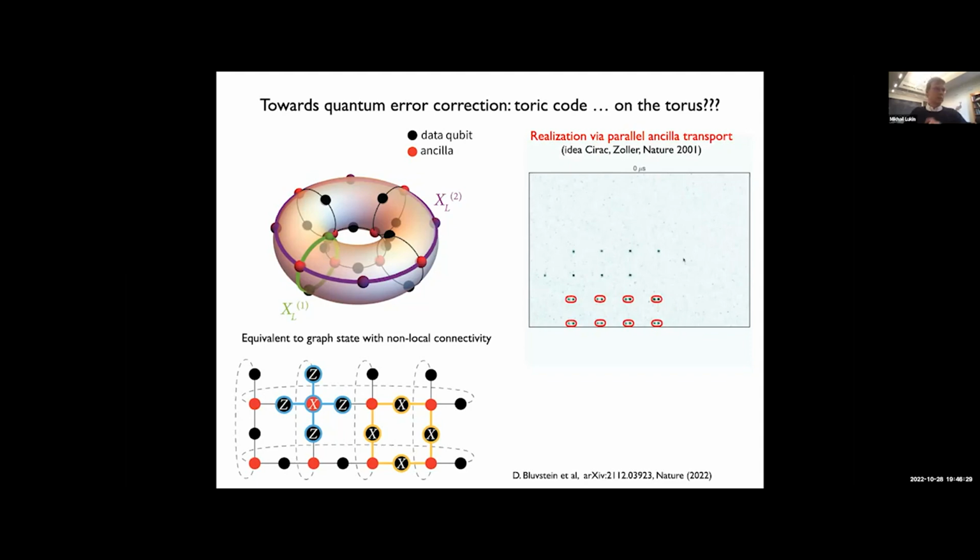So here is a movie which shows how we actually created a toric code on a torus. There are 16 data qubits and there are 8 ancillas moving. Each of these red things here is a controlled phase operation, and then we move the ancilla into the readout zone.